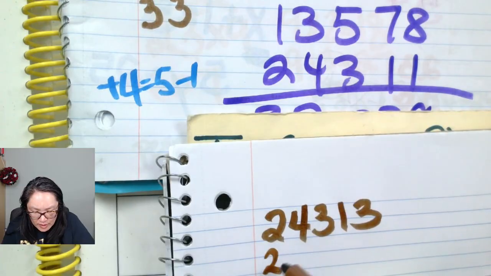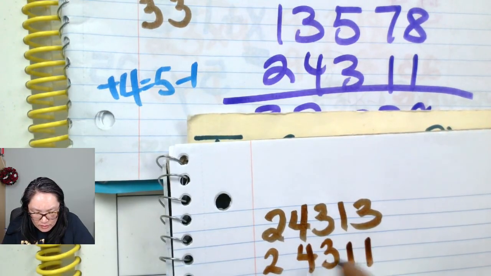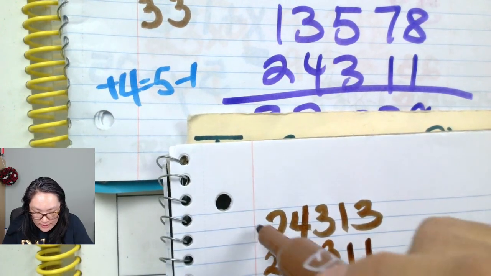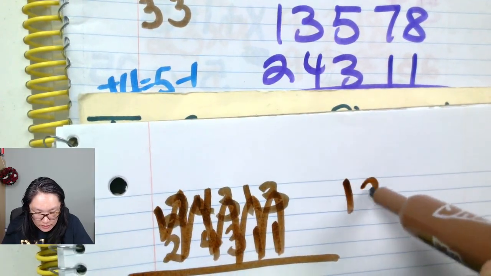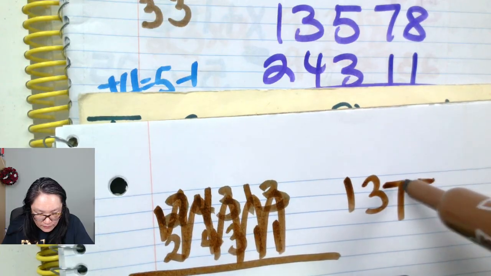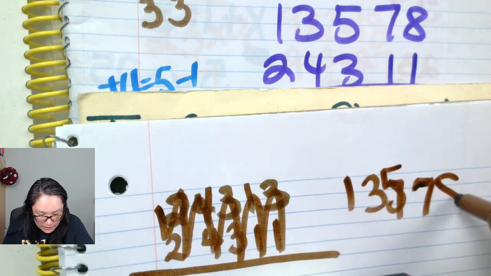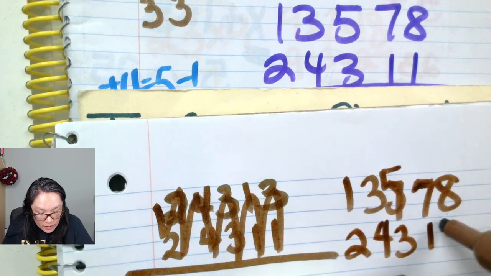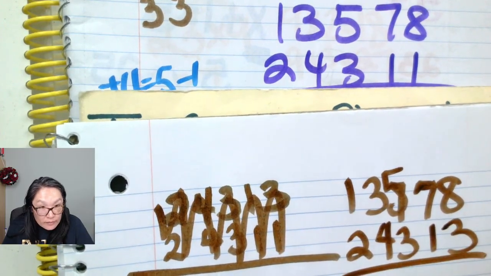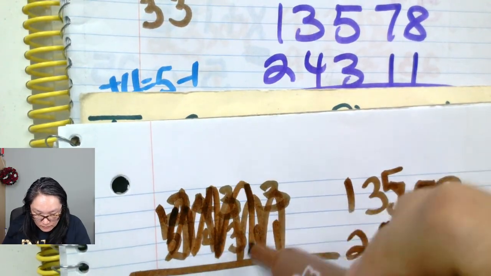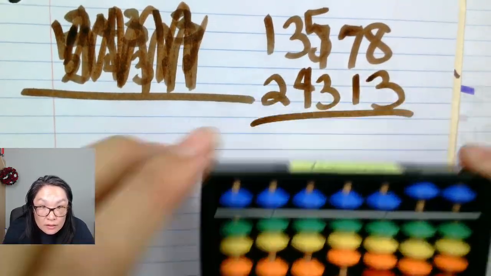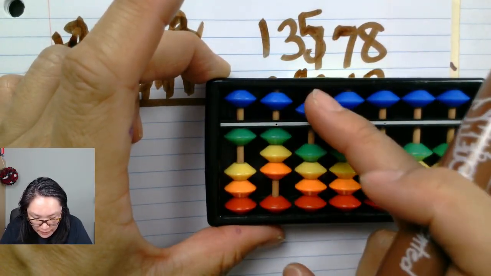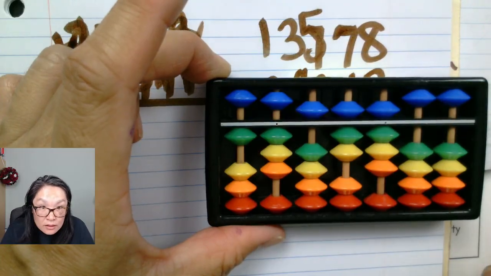Okay, so this is more complicated. The top plus noon. Oh, I see. Okay. Sorry. 1, 3, 7, 5, 5, 7, 8. 4, 3, 1, 3. Okay. So we do 1, 3, 5, 7, 8.